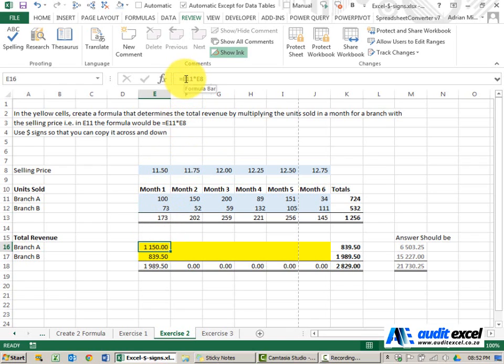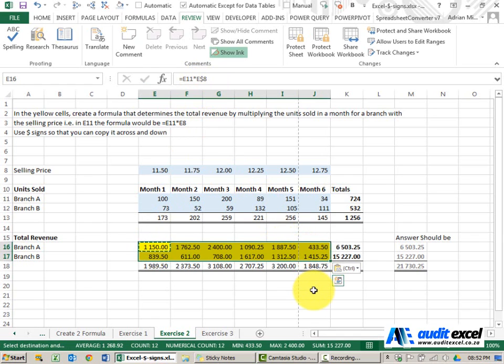So we know the E is going to stay the same, the E11, equal times E8. At the moment, if we copy it over here, we want it to move to the new selling price. But if we copy it down, Excel will want to move it to the 9. We can't have that happen. So we know we need to put a dollar sign in front of the 8. I can copy that, paste it, and we have our solution.